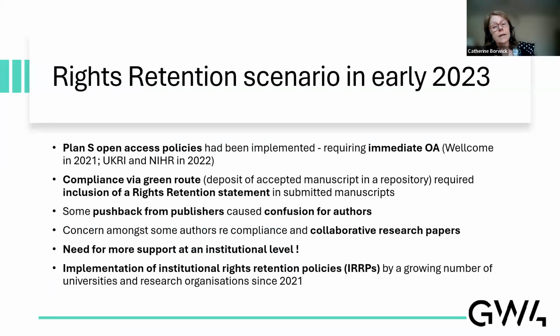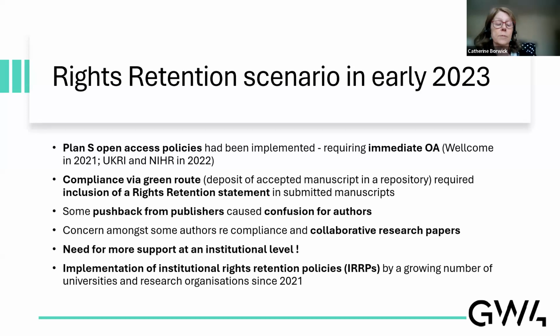Thank you. So the scenario for rights retention in early 2023 in the UK was that the Plan S aligned open access policies had been implemented, including the Wellcome Trust policy 2021, UKRI and NIHR policies in 2022, and there were other policies that aligned with Plan S principles. And a big element of those was that they required immediate open access. So we'd been used to policies which allowed for embargoes, albeit a sort of maximum of embargoes allowed. But Plan S wanted immediate open access, so immediately on publication or as close as possible to the online publication date.